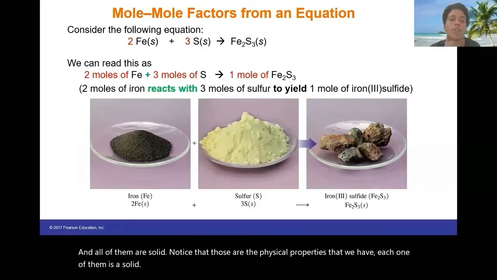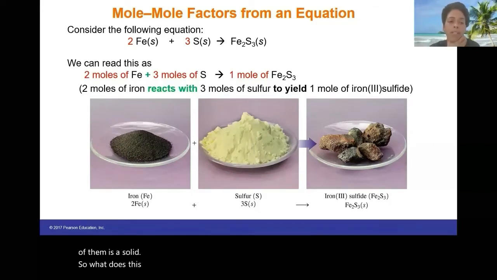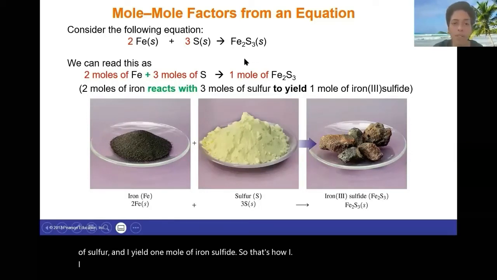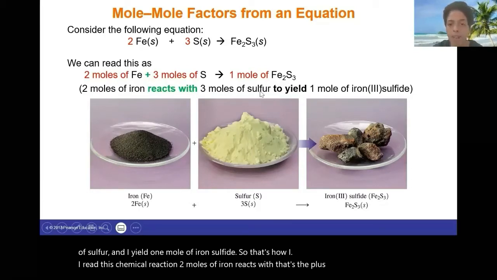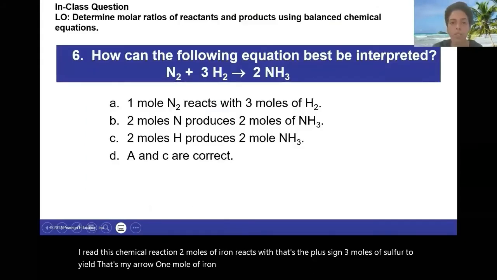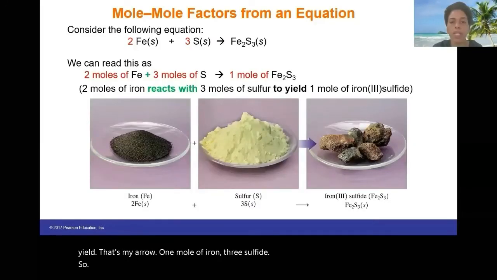So what does this mean, right? It means that 2 moles of iron is going to react with 3 moles of sulfur, and I yield 1 mole of iron sulfide. So that's how I read this chemical reaction. 2 moles of iron reacts with, that's the plus sign, 3 moles of sulfur to yield, that's my arrow, 1 mole of iron 3 sulfide. So what we can get from this is our molar ratios.